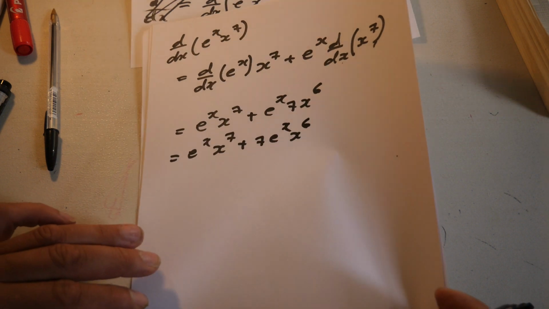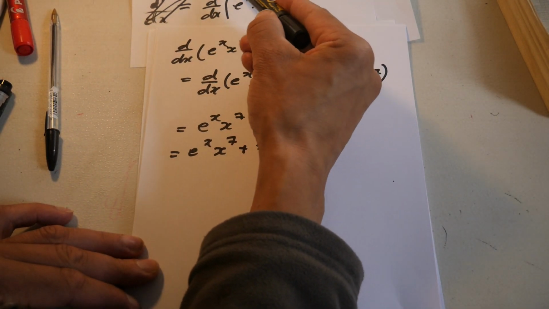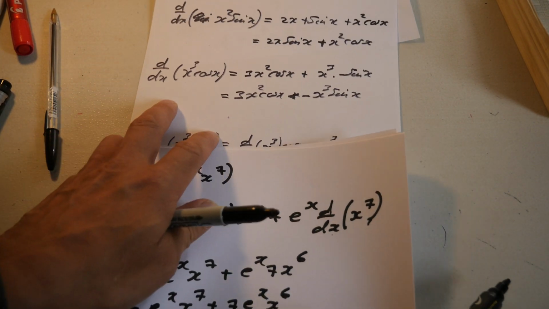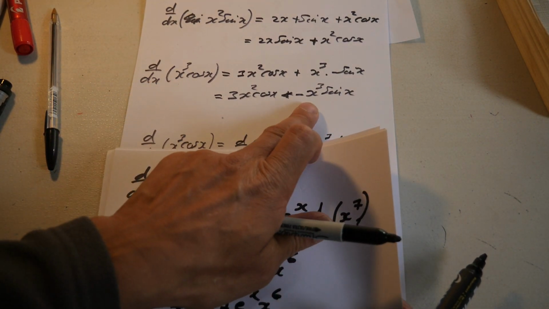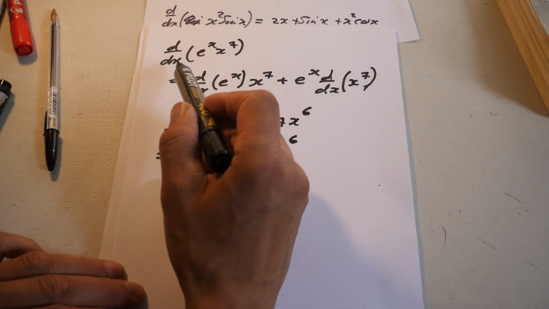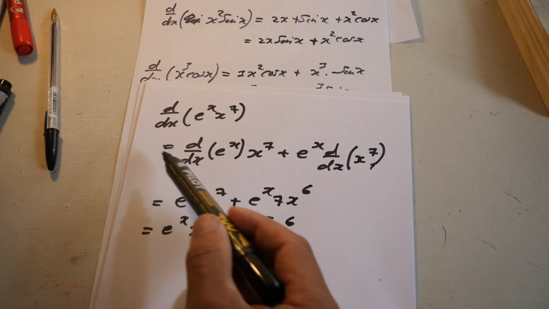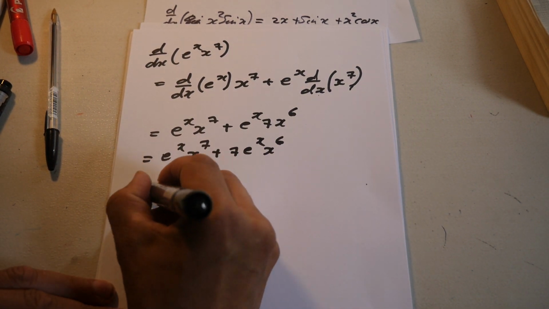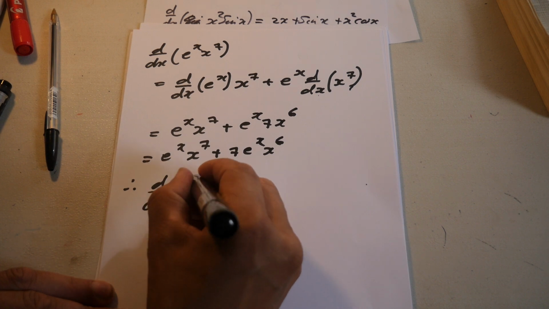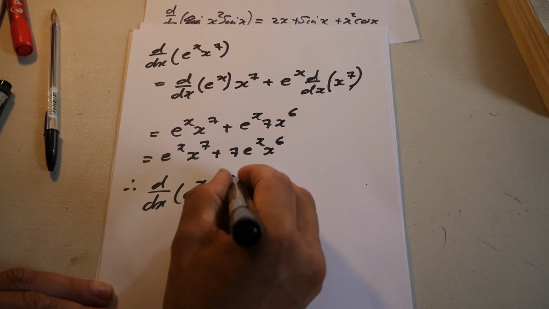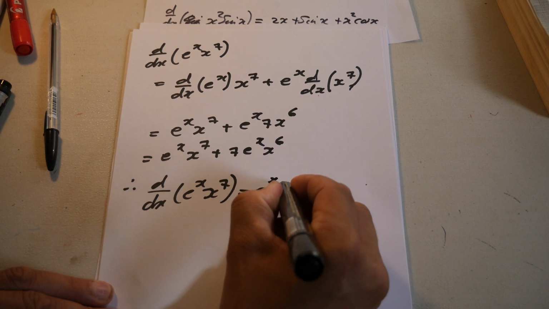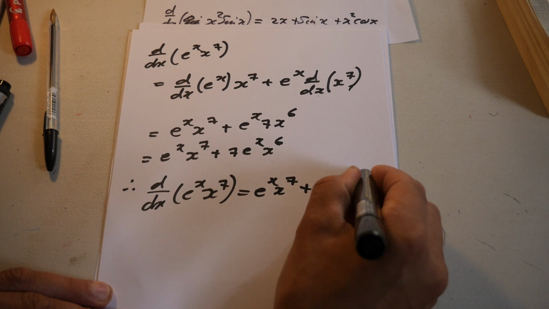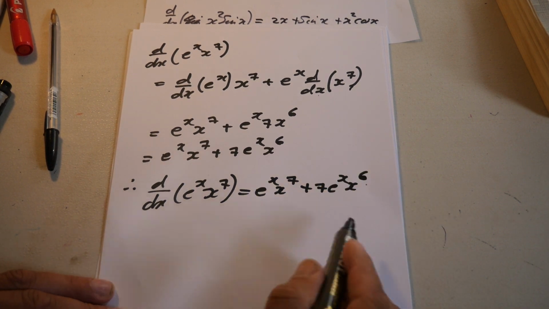So it's nice to write a wee summary actually. I didn't do that here, but it was obvious. When you've got a lot more working, it's nice to write a summary, okay? So you could write, therefore the derivative of e to the x times x to the 7th equals e to the x x to the 7 plus 7 e to the x x to the 6, okay? Nice to write a summary.